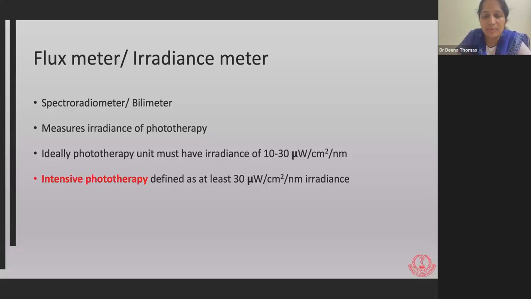So when your biomedical people come to calibrate the machine, which should be done periodically, they should have a flux meter in their hand. Otherwise, you cannot calibrate a phototherapy machine. Intensive phototherapy is defined as at least 30 microwatt per centimeter square per nanometer irradiance.